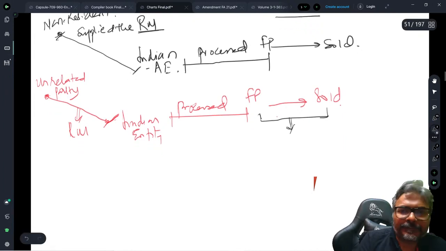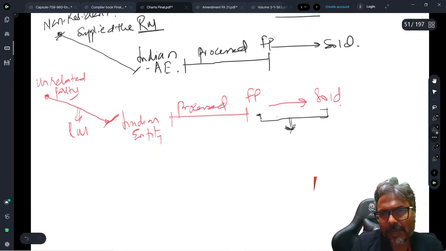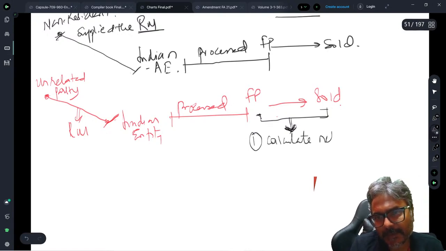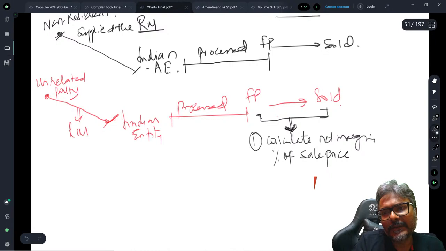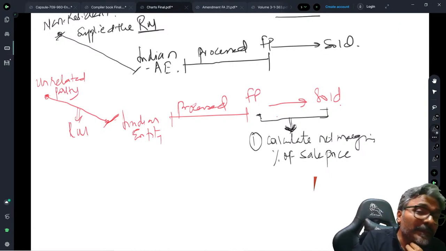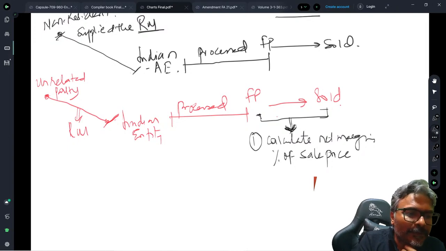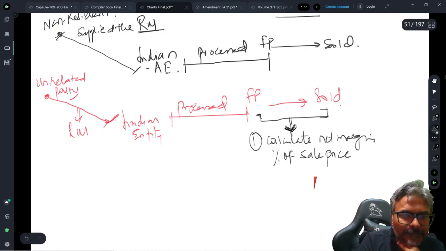Now, friends, over here, if you see, Shelly, the first step is to calculate net margin. Now, this net margin, students, because it's a resale price variant, should be a percentage of selling price. This particular net margin should be a percentage of what? Selling price. Did you all get this one? Calculate the net margin as a percentage of selling price.